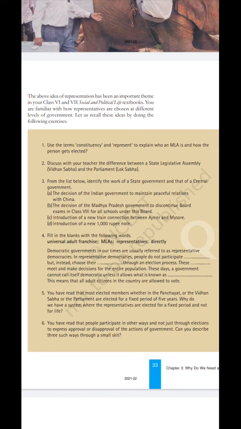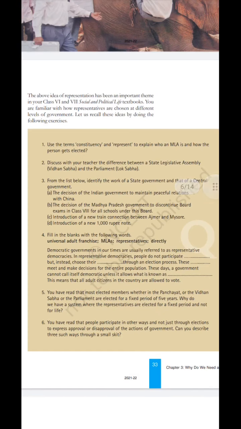You have read that most elected members, whether in the Panchayat or the Vidhan Sabha or the Parliament, are elected for a fixed period of 5 years. Why do we have a system where the representatives are elected for a fixed period and not for life? You have read that people participate in other ways and not just through elections to express approval or disapproval of the actions of government. Can you describe 3 such ways through a small skit?